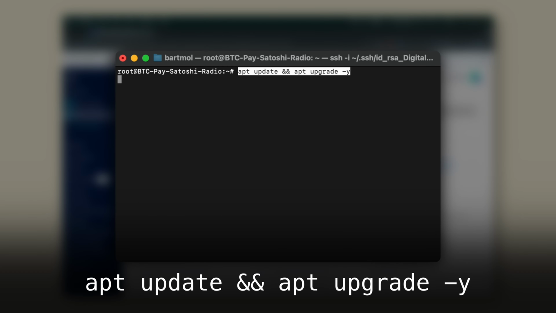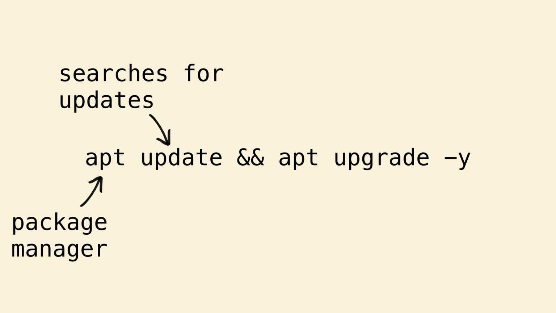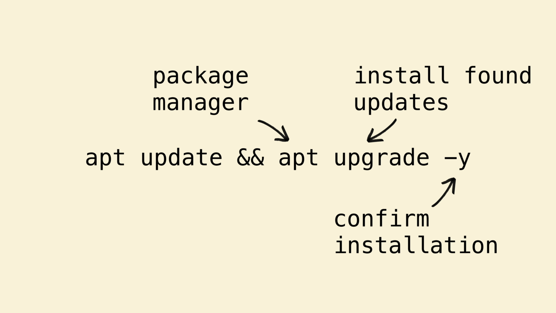We'll enter the following command to install the updates to the system. It's this command that you see on the screen, so let's break it down. apt is the package manager, and the update command searches for the newest updates for all packages on your server. So this is basically checking for all the latest updates that are available. The double ampersand in the middle ensures that the following command only runs if the first command was successful. So basically if it found new updates that can be installed on your server. The second part, apt upgrade, automatically installs any updates found.